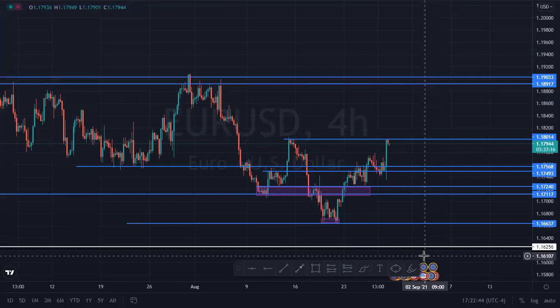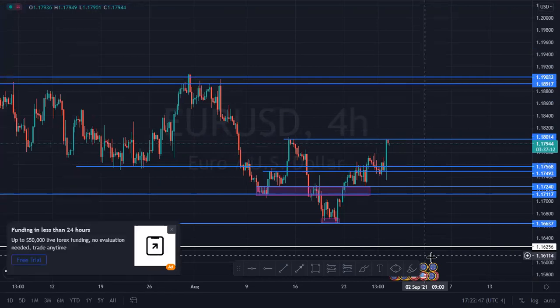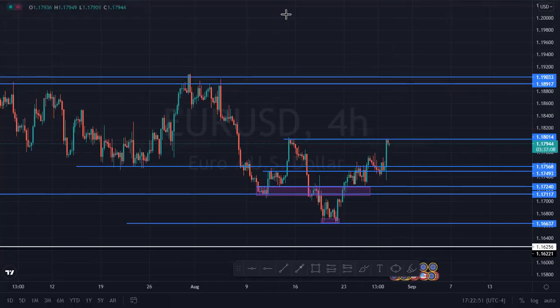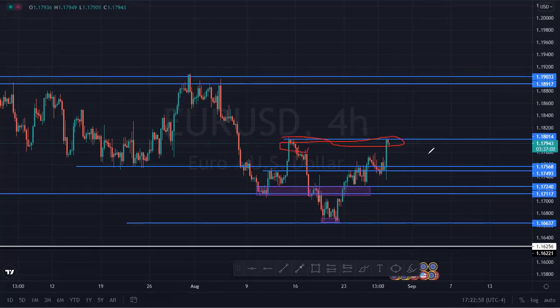Okay. And price closed at a level here. We have a level here at which price closed, and I'm expecting a pullback. I'm expecting a pullback to this point. So now, Euro USD, I will be looking out for this.